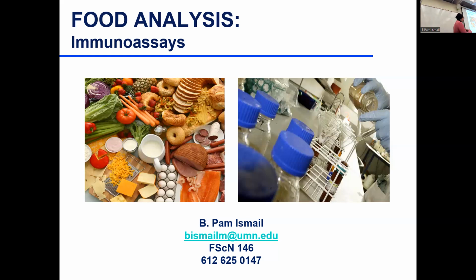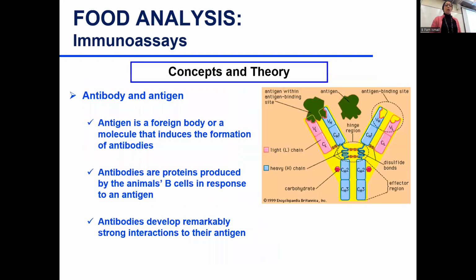They can be mycotoxin, for example. They can be pesticide. They can be anything. And we utilize the antibodies to detect the presence of these antigens. So this is kind of a brief overview of what immunoassays are, utilizing antibodies and antigens for detection. So, what are antibodies? Antibodies are actually proteins themselves.